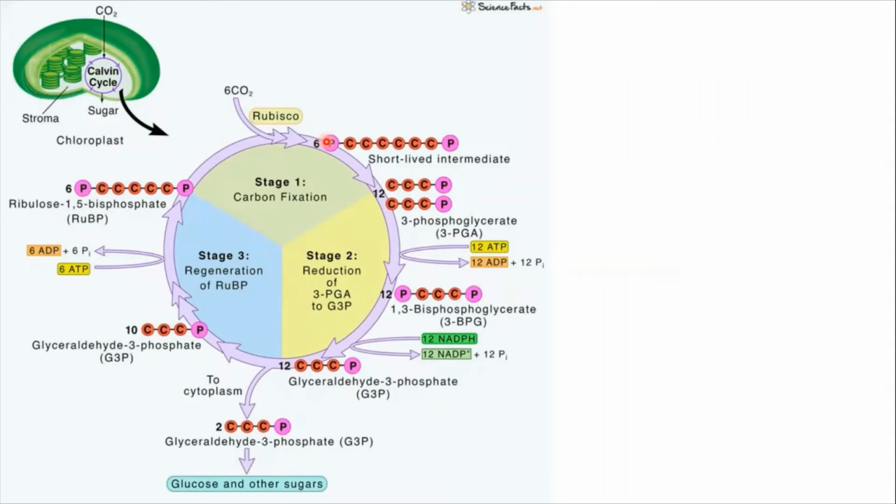Now, the enzyme that catalyzes carbon fixation is no other than Rubisco. And Rubisco stands for RuBP carboxylase oxygenase. Here in Calvin cycle, Rubisco specifically acts as carboxylase. You will see in the later discussions that Rubisco can also act as oxygenase depending on the situation.